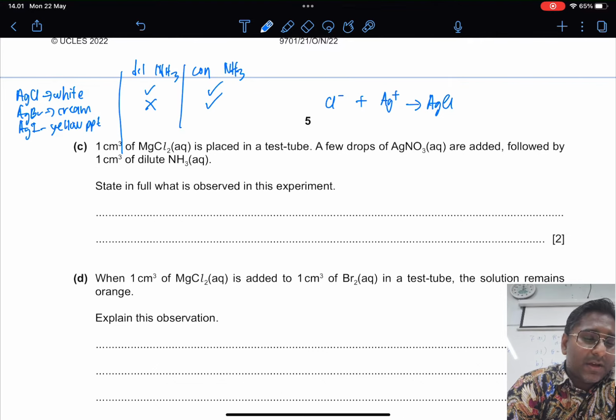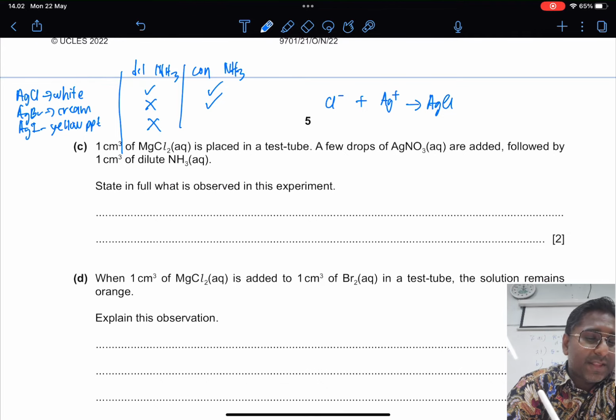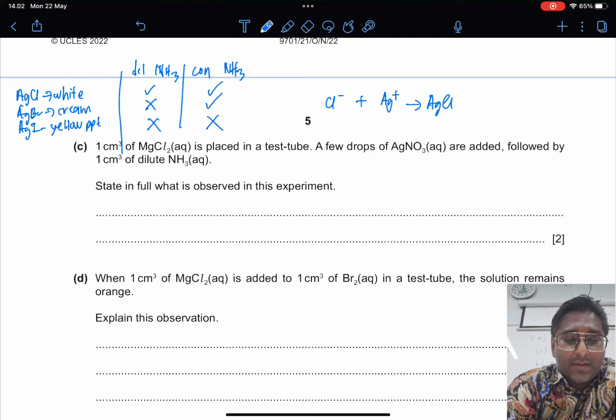Now the stubborn precipitate is silver iodide. Silver iodide is a yellow precipitate. If you use dilute ammonia, it will not dissolve. If you use concentrated ammonia also, no luck, it will not dissolve. Okay, so state in full what is observed in this reaction.